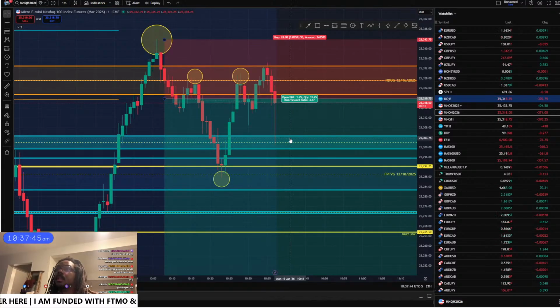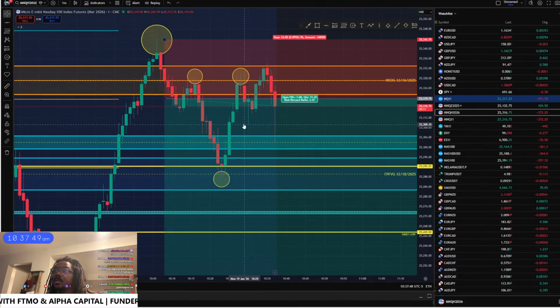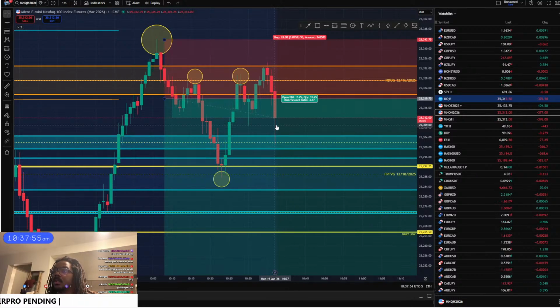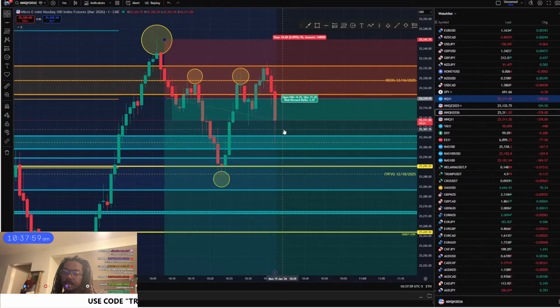I was hoping that we could have got a real continuation right there. I don't like how it took this little low right here, and I want to see this 1 minute candle close really weak right here in order for it to make me happy.